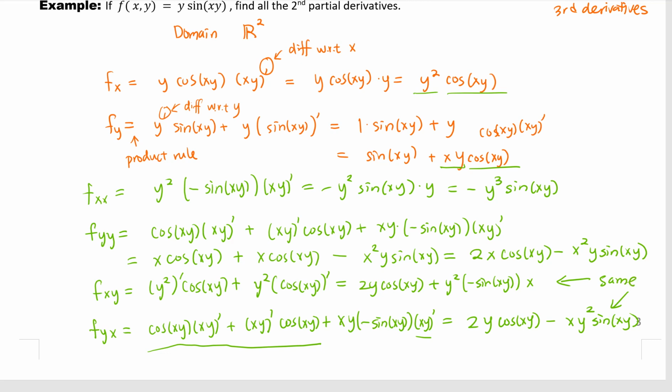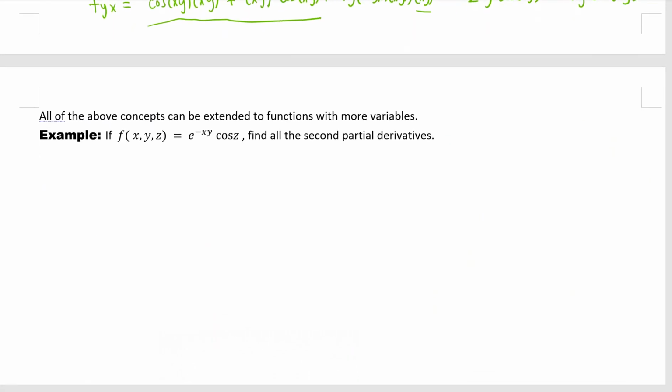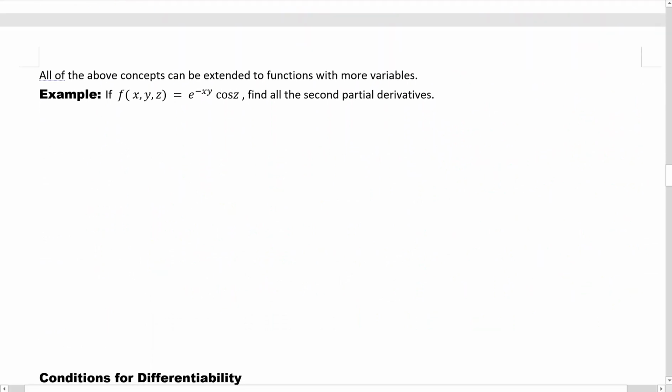Can you see they are the same? In this case, the mixed partial derivatives are equal, because the domain is the real numbers in R2, and both partial f partial xy and partial f partial yx are continuous. So they're the same by Clairaut's theorem. Okay, let's continue. All of the above concepts can be extended to functions with more variables. So let's look at this example. Let's find all the second partial derivatives.